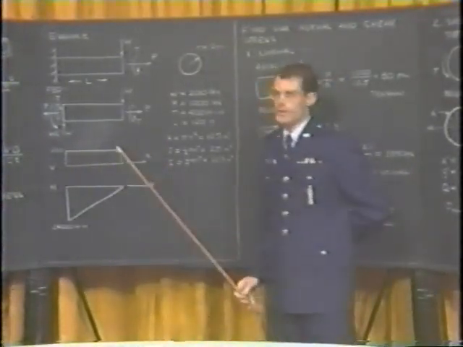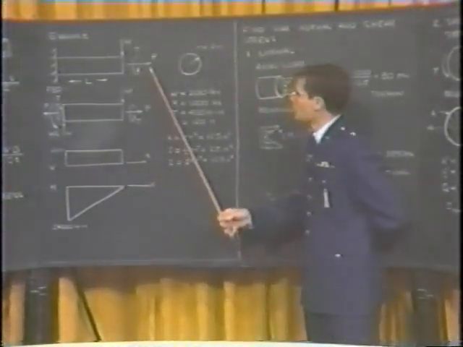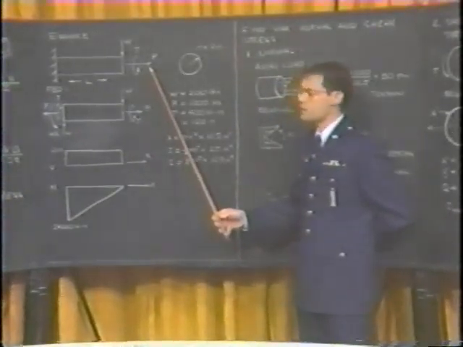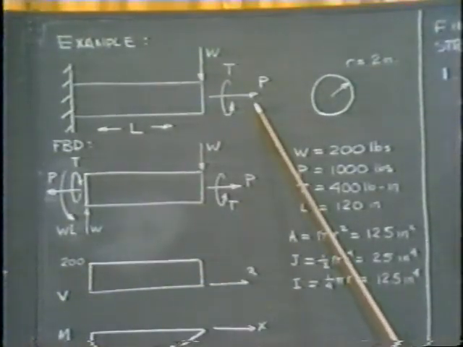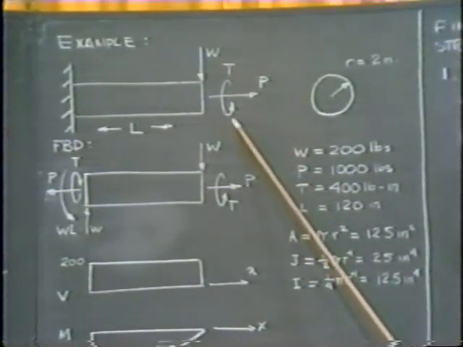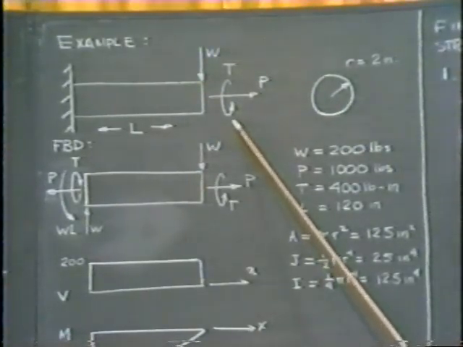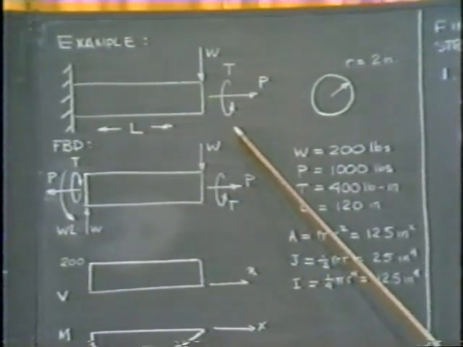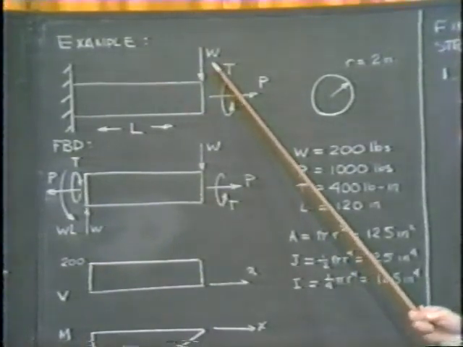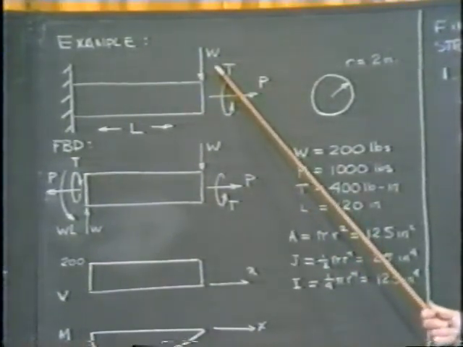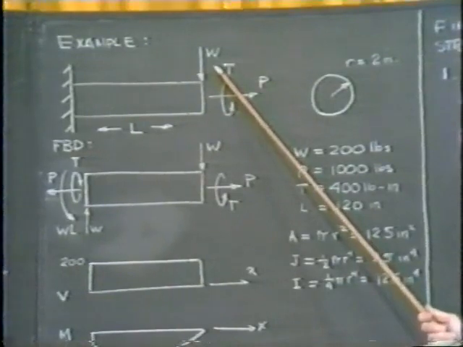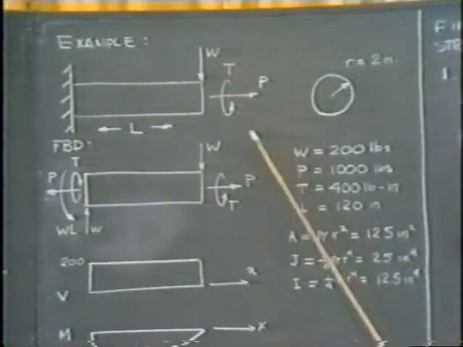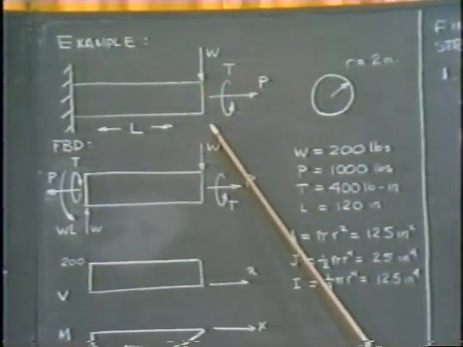Let's review a little bit then. The axial load P will provide a normal stress evenly distributed throughout the length and across the cross-section of the beam. The torsional load will provide a stress that's evenly distributed through the length of the beam, but will vary depending on the location in the cross-section. The bending moment caused by the weight W will cause both shear and normal stresses. They will vary throughout the length and the cross-section both.